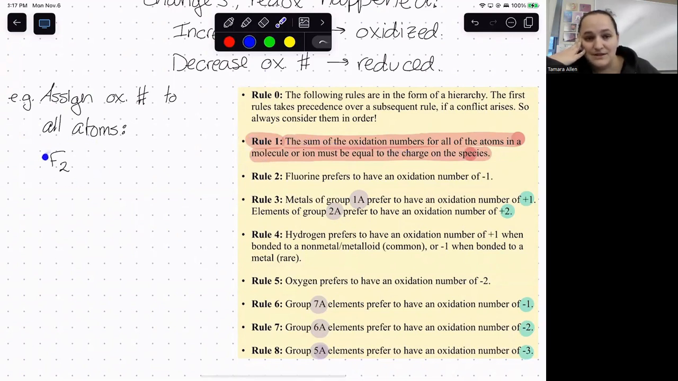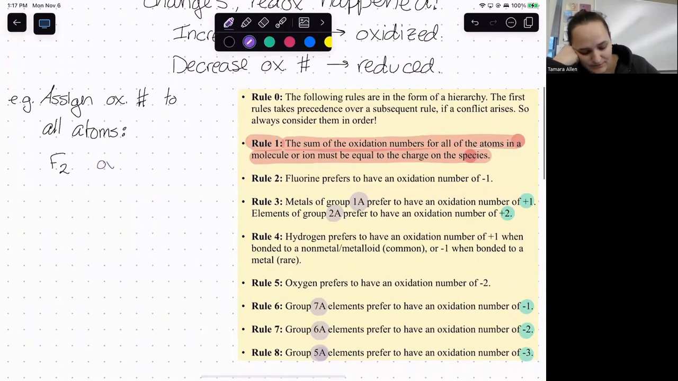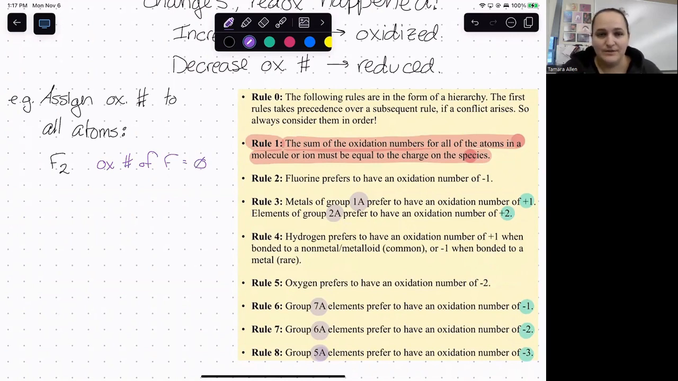The charge on this thing is 0. There's nothing shown as a superscript here, so the charge is 0, which means that the oxidation number here for fluorine is 0, regardless of its preference. Preference doesn't matter here. The sum of our oxidation numbers has to be 0, and we only have one element, therefore its oxidation number is 0.